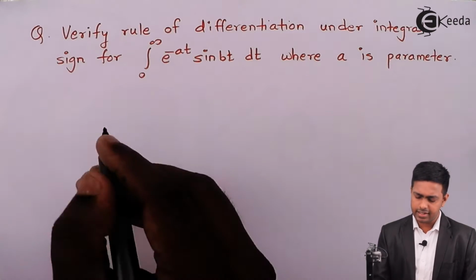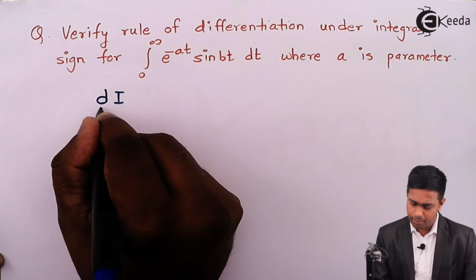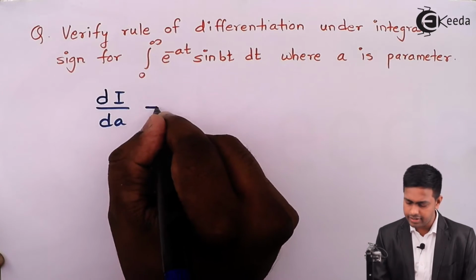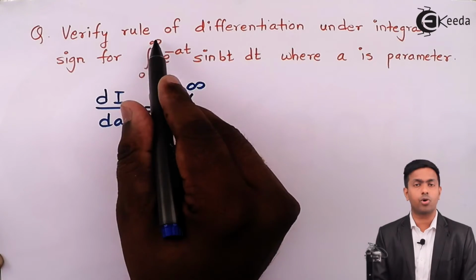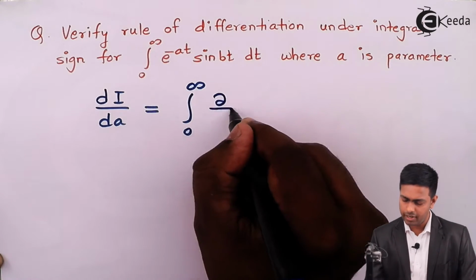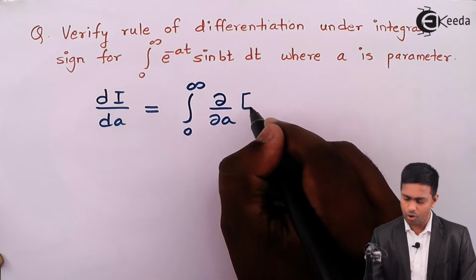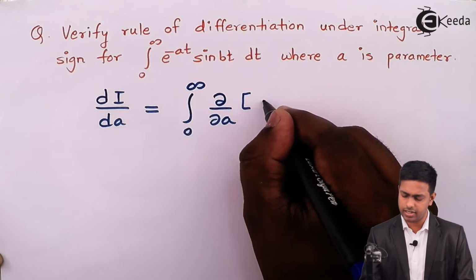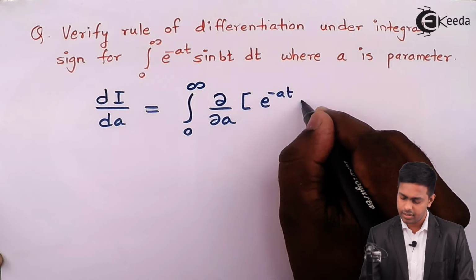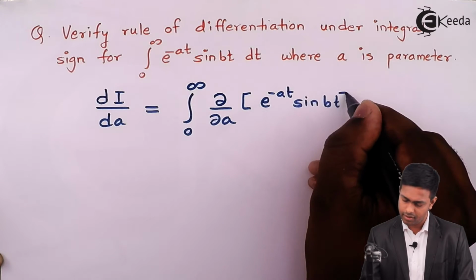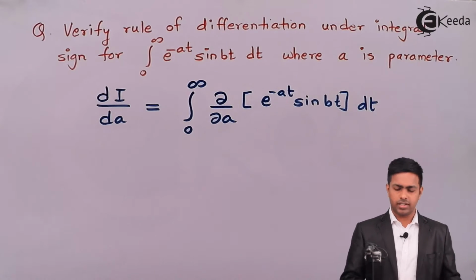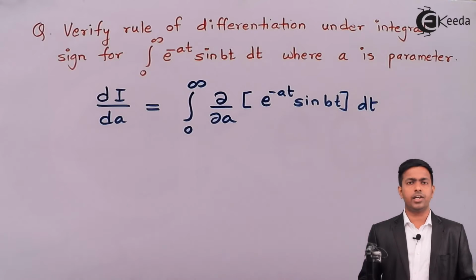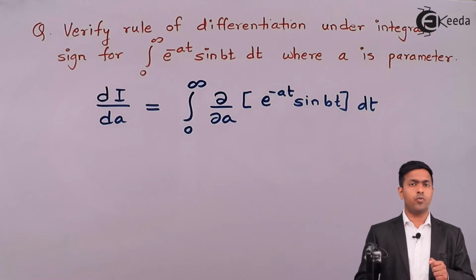DUIS says that dI by dA is equal to the integration from 0 to infinity, because it is given 0 to infinity, of the partial derivative with respect to a of that function. Here the function is e raised to minus at sine bt dt. So this is the rule of DUIS, that is differentiation under the integral sign. Now in our question we have to verify this rule.